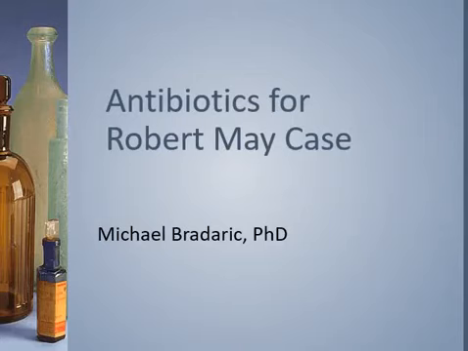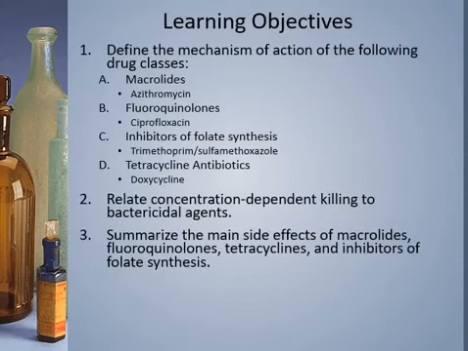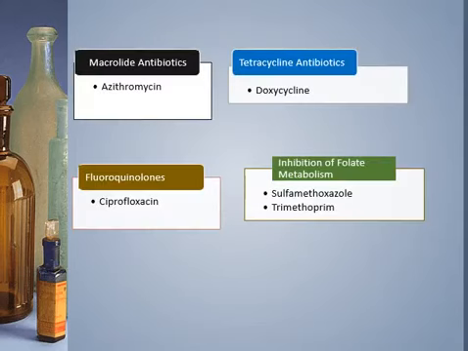Okay, so we're going to look at the antibiotics for the Robert May case. A quick summary of the learning objectives: there are really four main drug classes that you have to be aware of for this particular patient's disease, which you guys will talk about in the live session. This particular disease is best treated by one of these four classes of antibiotics.